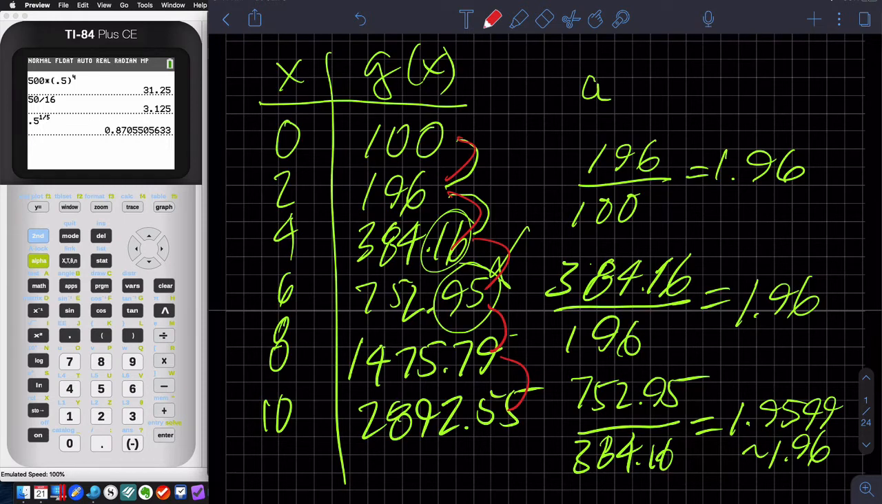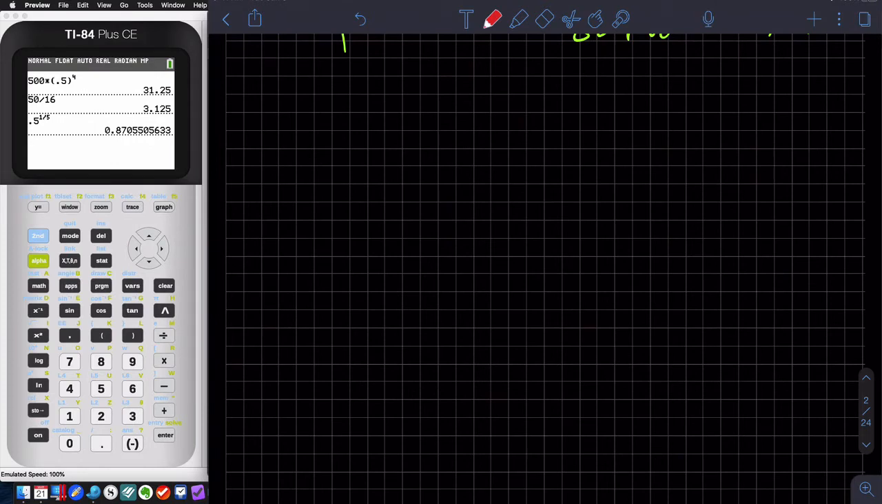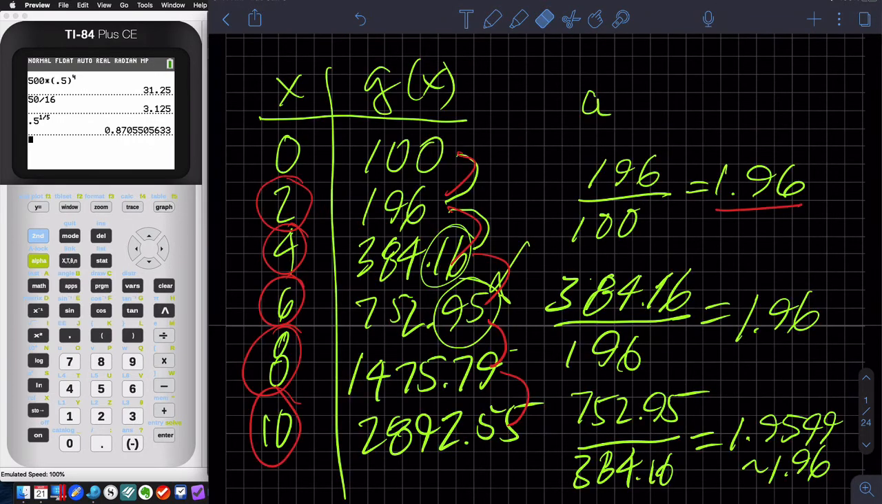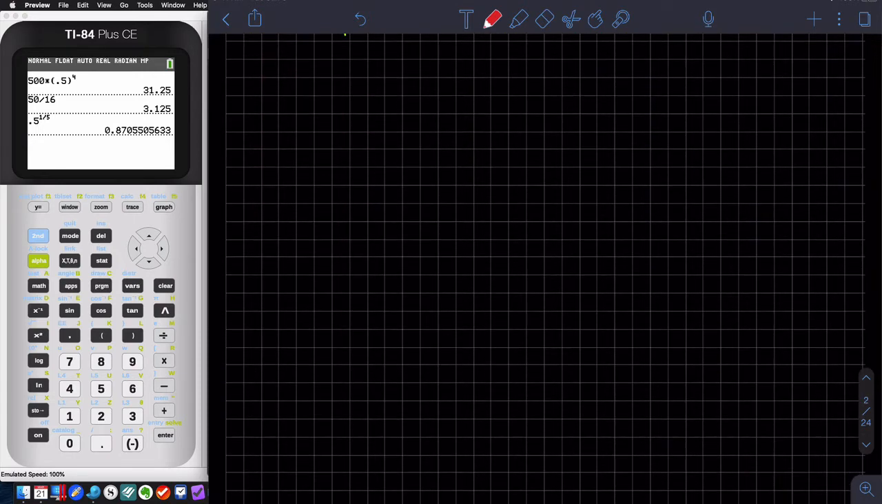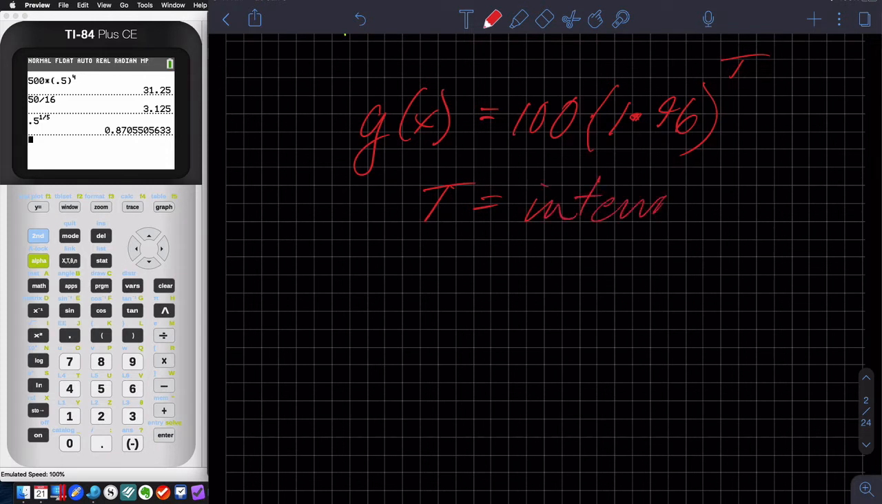So now, notice how this goes up for every two values in x. So this is not my a value. Really, if I were to write this function, let's just go ahead and figure out how to write it. So g of x is equal to 100. That was my starting value. And my a value is 1.96 to the t, where t is equal to a single interval, but one interval is equal to two x's.